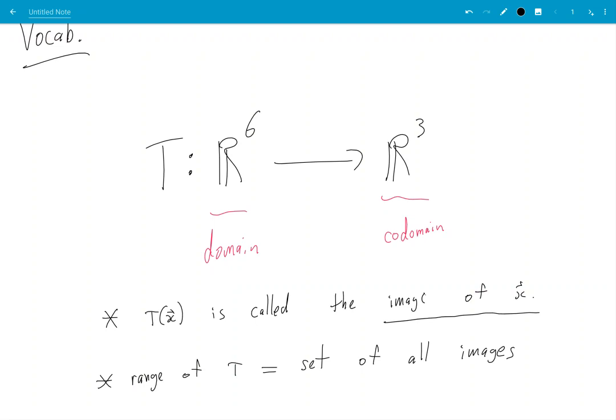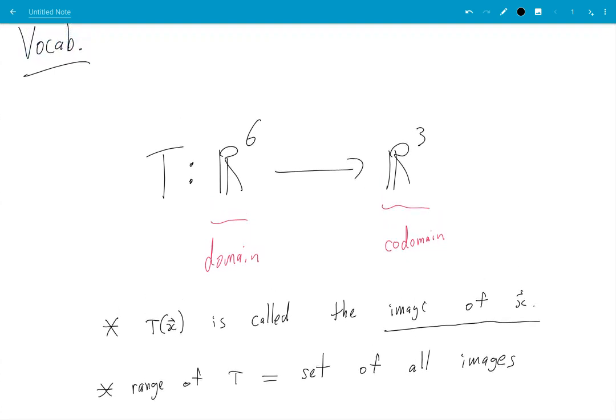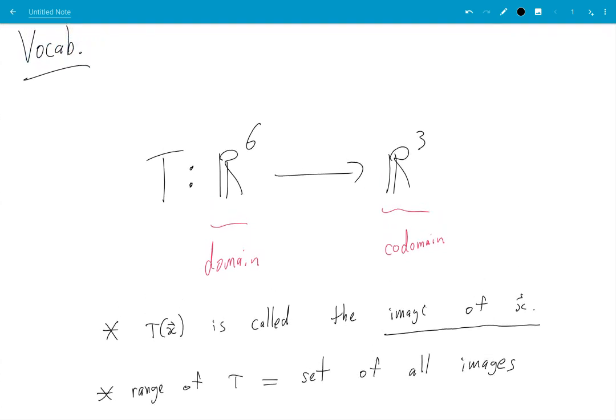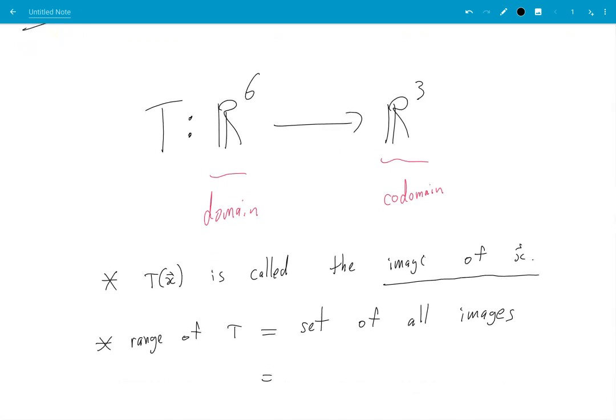So the range of T is you just take all those images and you put them in a bag. Okay, this is the same as we did in Section 5 and Calc 1 for the range of a function. It's not the same thing as codomain. Sometimes they coincide, but sometimes they don't. So in mathematical language, we say the range is a set. So put a brace. Every element is one of these images such that x is in R, well in this case R6.